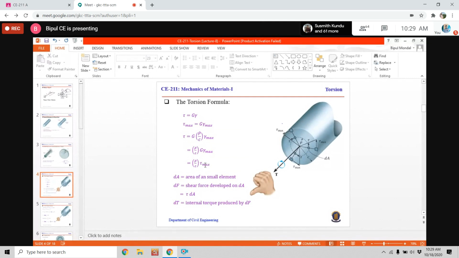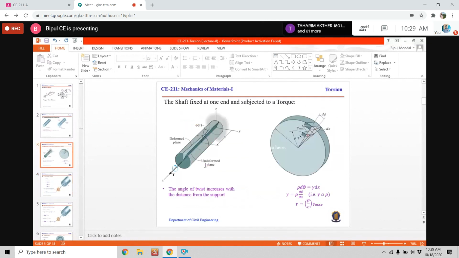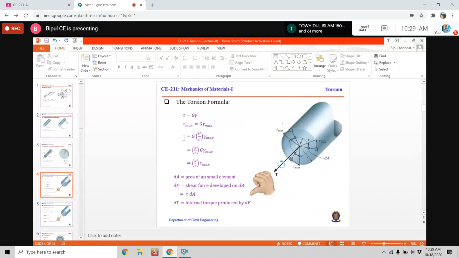So it is similar to the equation of shearing strain. The general formula of shearing strain is gamma equals rho by c times gamma max. Similarly here, shearing stress equals rho by c times tau max.